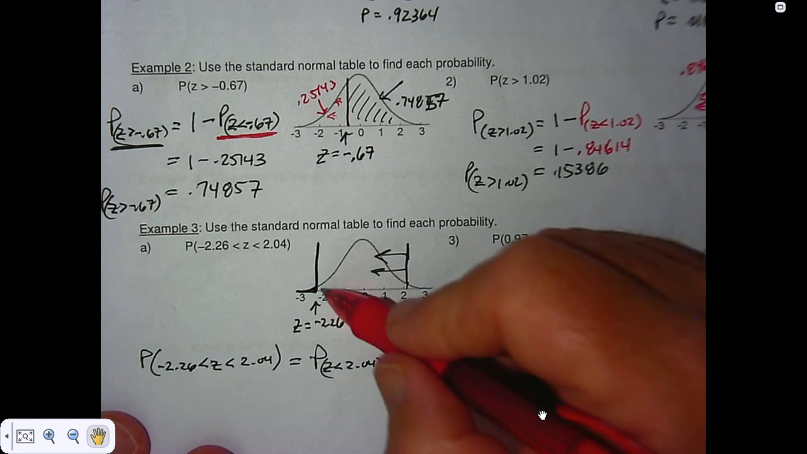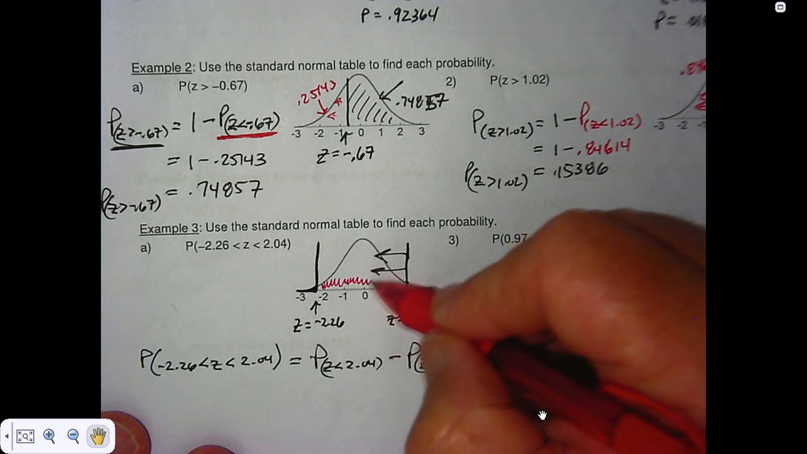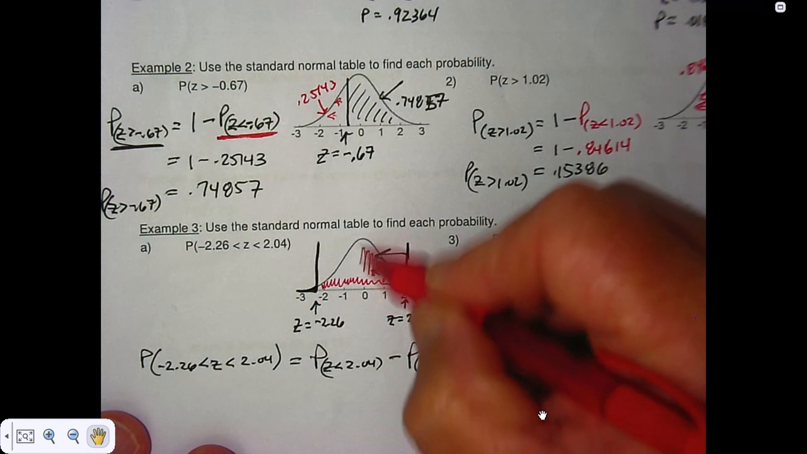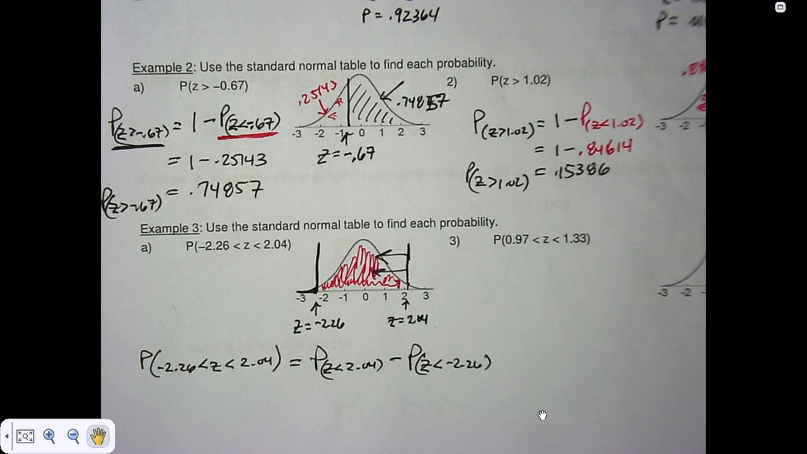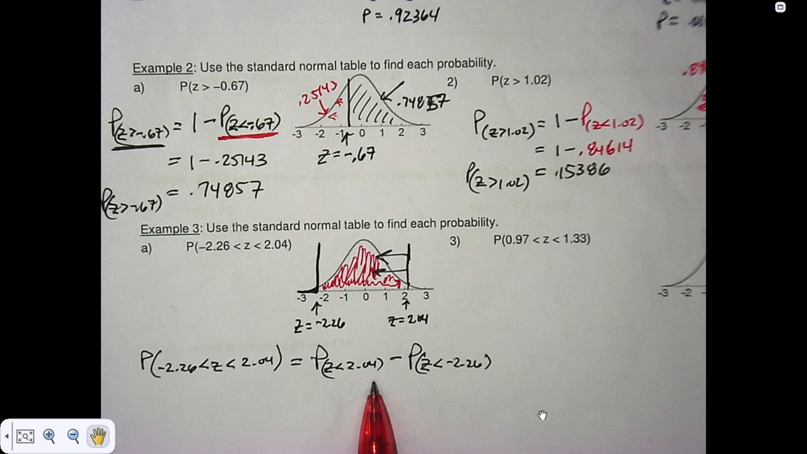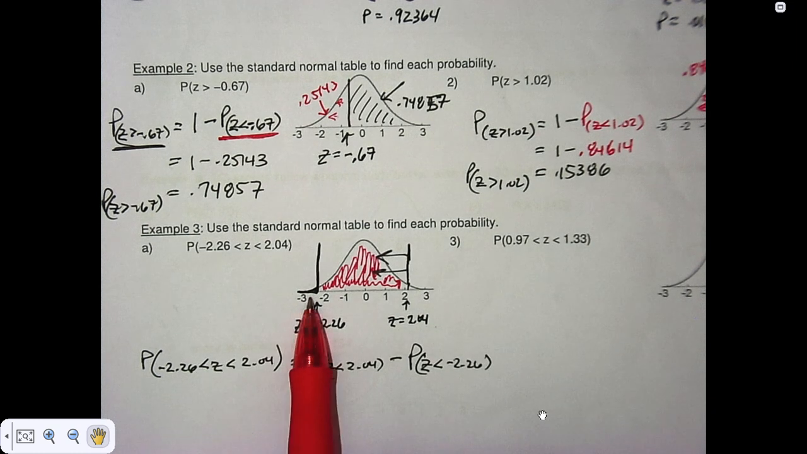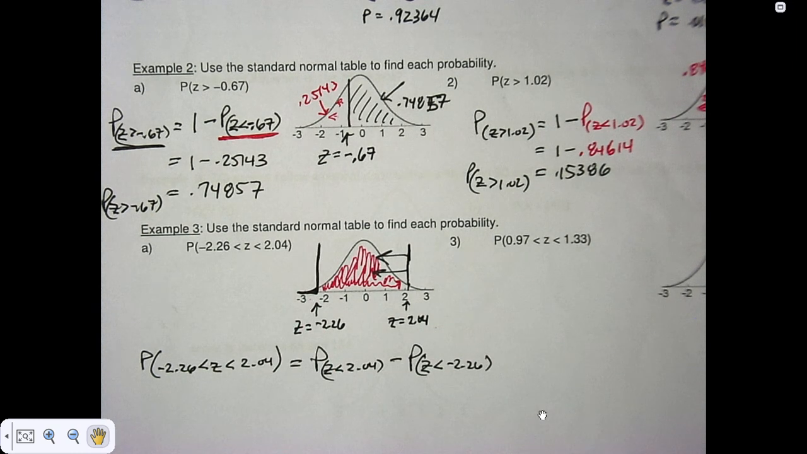So again, what I want is what I've got shaded in red, only between those two lines. So I'm going to take the entire area and subtract off the smaller area. And that'll give me what's in between or shaded in red. Okay, so I'm going to find two different z-scores. Z of 2.04 is 0.97932.